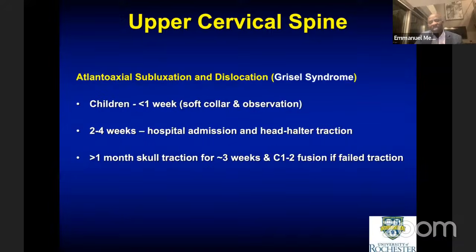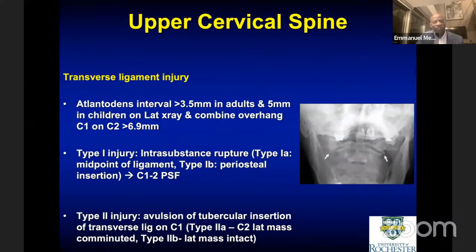What are some of the common upper cervical injuries that we see? Atlantoaxial subluxation or dislocation. In children presenting with symptoms less than 1 week, soft collar and observation. Those presenting 2 to 4 weeks, hospital admission and head halter traction. And for greater than 1 month, you have to consider skull traction for about 3 weeks, and also consider C1-2 fusion if there's failure in management with traction.